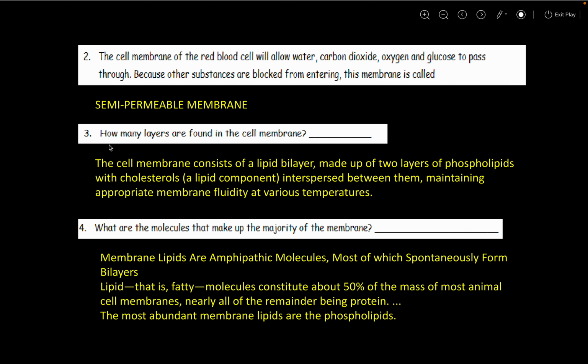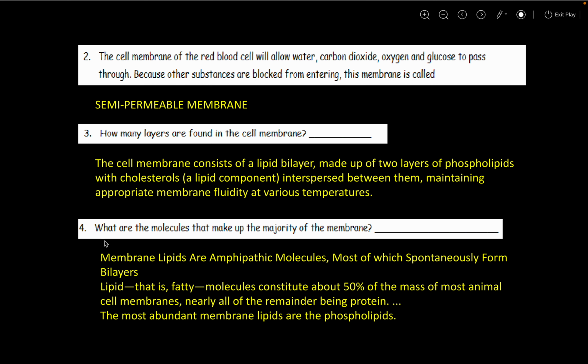Number three, how many layers are found in the cell membrane? As you can see on your screen right now, the cell membrane is composed of a lipid bilayer, made up of two layers of phospholipids with cholesterols, which is said to be a lipid component. They are interspersed between them, maintaining appropriate membrane fluidity at various temperatures, be it from cold or localized heating of temperature.